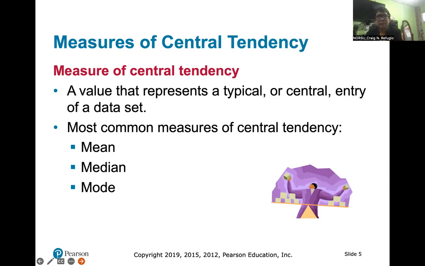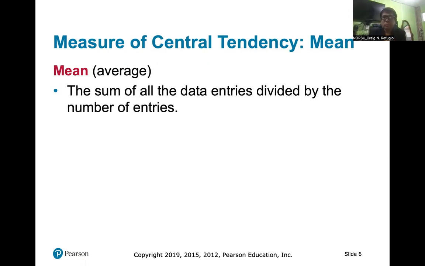Measures of central tendency refer to the mean, median, and then mode. According to that slide, the most common measures of central tendency are the mean, median, and mode. Mean or average, in some books we classify that as the arithmetic mean: the sum of all the data entries divided by the number of entries.